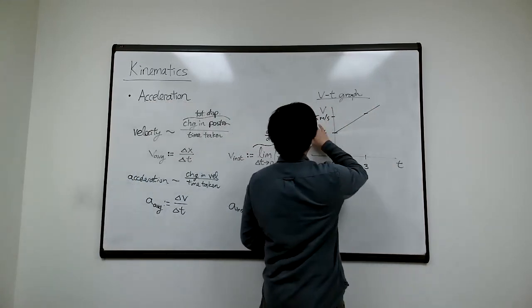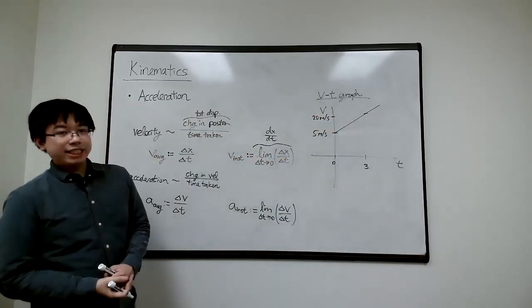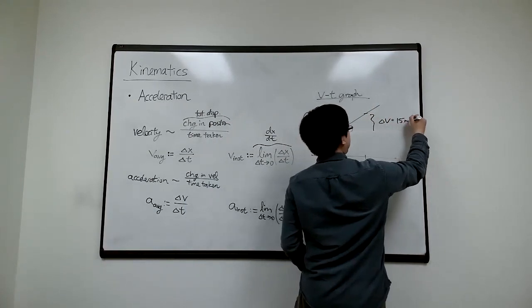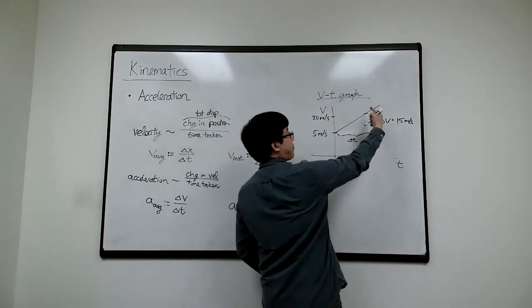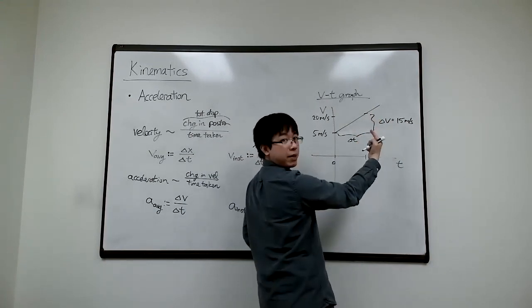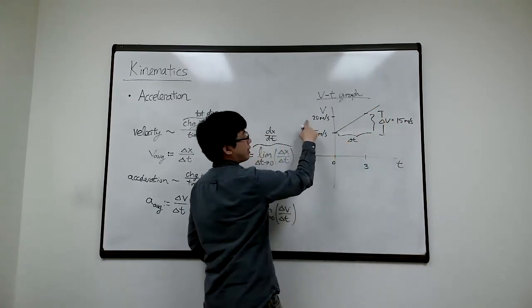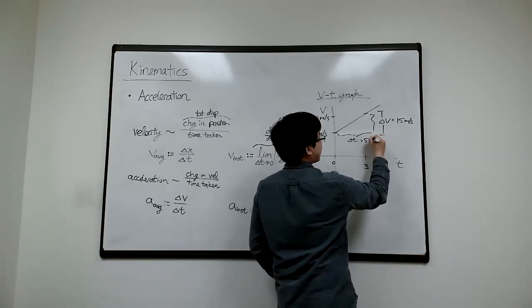Let's say it goes to 20. So what's the change in velocity? The change in velocity is 15 meters per second. The change in time, right? The time taken for the velocity to change 15 meters per second, right? This is the amount of change. So this one subtract by this one change is 5 seconds.